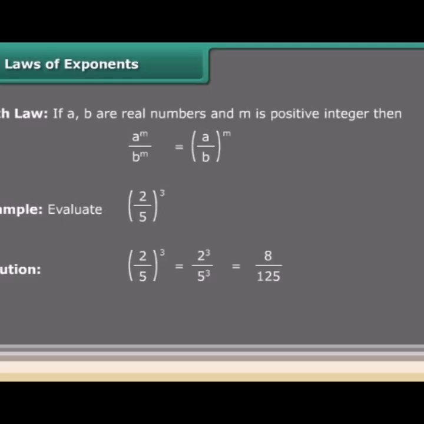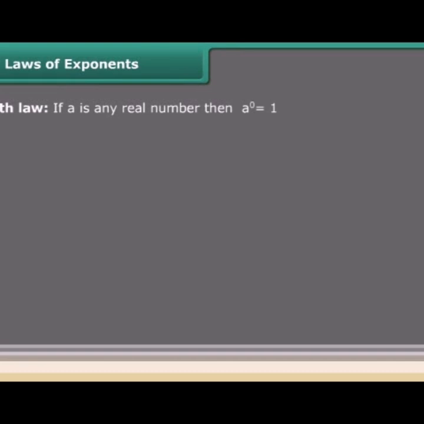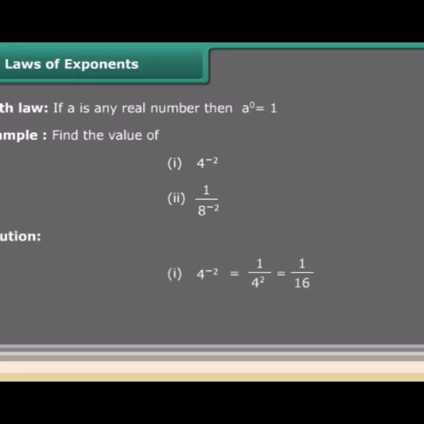Sixth law: if a is any real number, then a^0 is equal to 1. Example, find the value of 4^(-2) and (1/8)^(-2). Solution. 4^(-2) is equal to 1 upon 4^2, which is equal to 1 upon 16. (1/8)^(-2) is equal to 8^2, which is equal to 8 into 8, which equals 64.